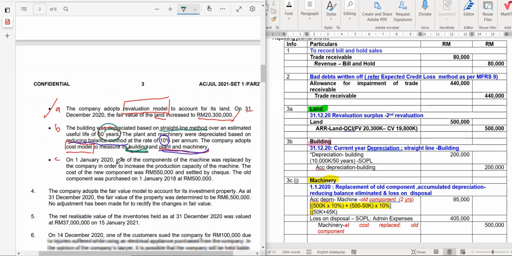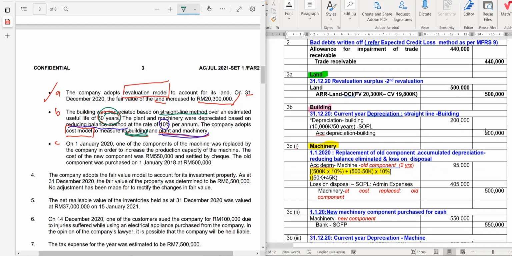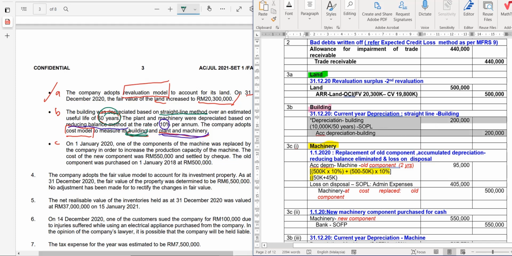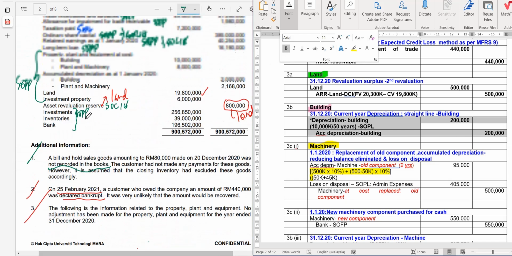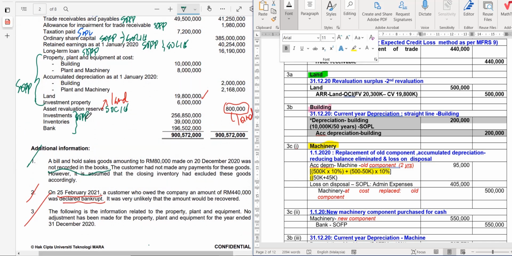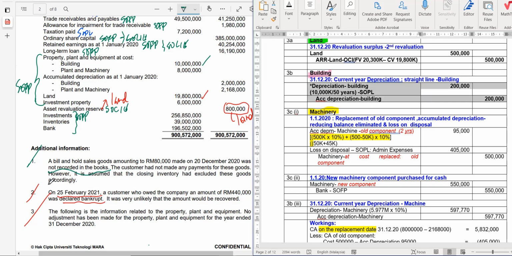So we can start with the building first, because there are no addition or disposal of building or any revaluation for the building whatsoever. So we can record the depreciation of building. You should have done this as well: you take the cost of the building, since it is straight line method, and divide it by 50 years. That will be debited to profit or loss under admin expenses, and accumulated depreciation building is 200,000. Remember to adjust this later in your notes on PPE.